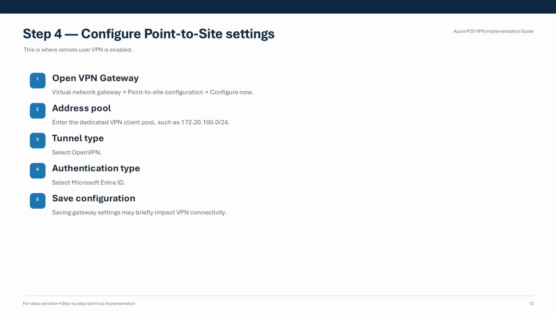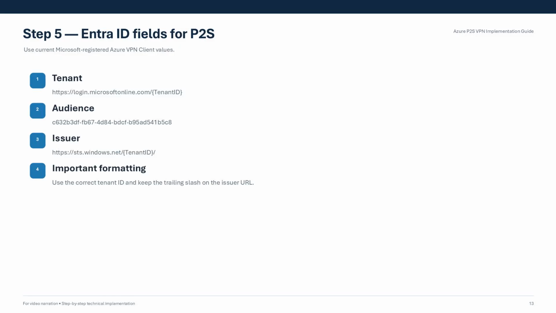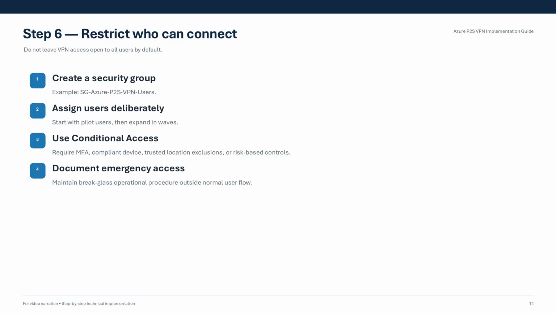Configure point-to-site settings by opening VPN gateway, entering address pool, selecting tunnel type, authentication type, and saving configuration. Use Entra ID fields for P2S, including tenant, audience, issuer, and formatting importance. Restrict VPN access by creating a security group, assigning users, using conditional access, and documenting emergency access.